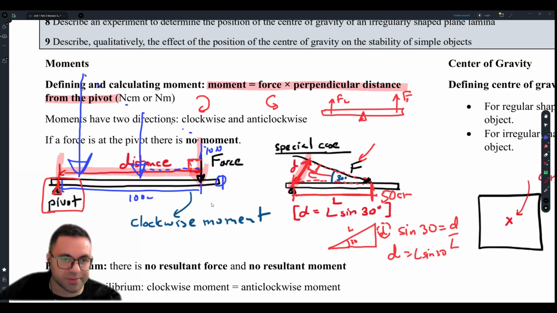So moment is force times distance. That's easy. I just write F times D, but you know it's perpendicular. If I ask you to define moment, define it with the formula in words. Force times perpendicular distance to the pivot or from the pivot.